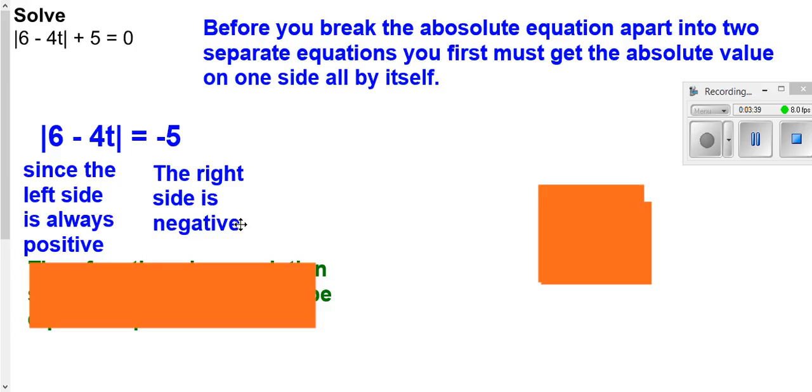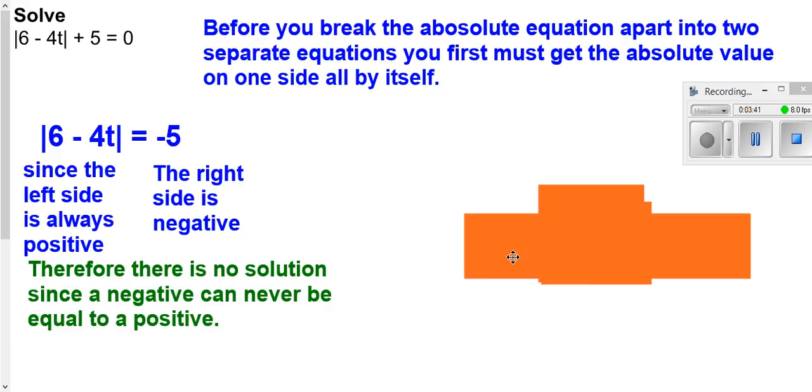Well, a positive's never equal to a negative, so we don't even have to worry about solving this one. Now, if the right-hand side was a positive number, or even 0, yes, we'd have to go ahead and solve it. But since we know a positive can't equal a negative, we can just take the shortcut and say our answer is no solution for this particular one.